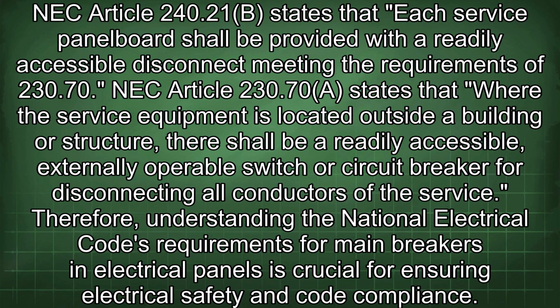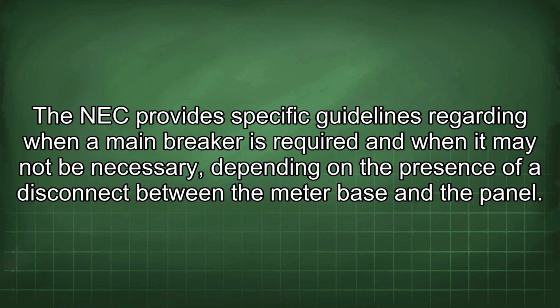NEC Article 230.70 states that where the service equipment is located outside a building or structure, there shall be a readily accessible, externally operable switch or circuit breaker for disconnecting all conductors of the service. Therefore, understanding the National Electrical Code's requirements for main breakers in electrical panels is crucial for ensuring electrical safety and code compliance. The NEC provides specific guidelines regarding when a main breaker is required and when it may not be necessary, depending on the presence of a disconnect between the meter base and the panel.